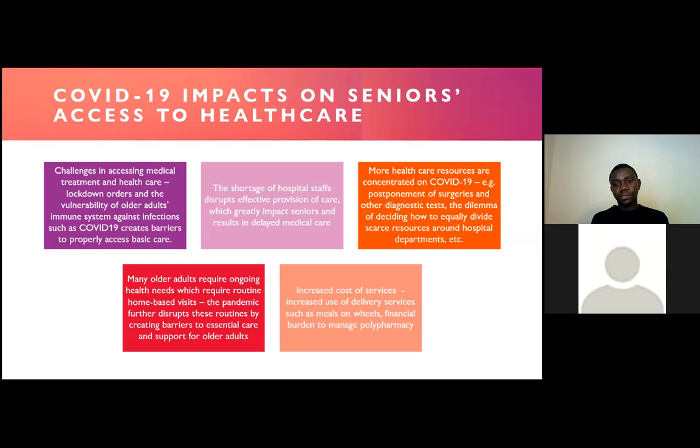Increased cost of services: seniors who could probably leave their house and go to a grocery store can't anymore. So they're resorting to using delivery services such as Meals on Wheels, which will increase the cost of living. And because a lot of seniors also have a lot of medical conditions, those conditions require the use of many different medications, which is known as polypharmacy. And so the burden of purchasing those medications is even greater in this pandemic time.